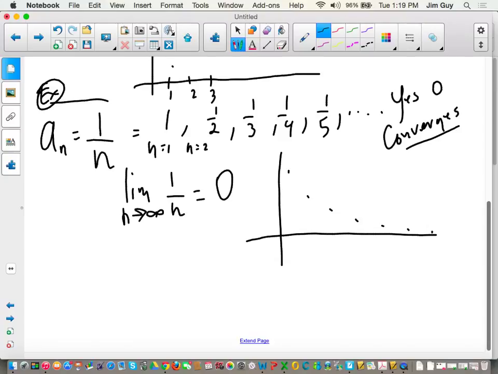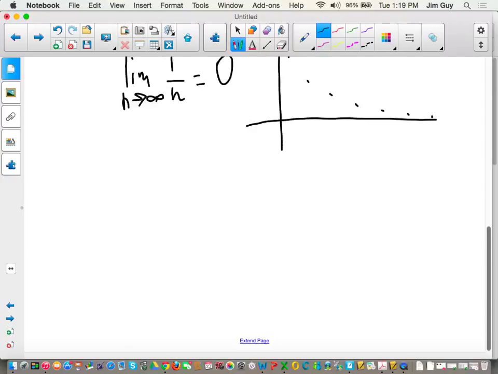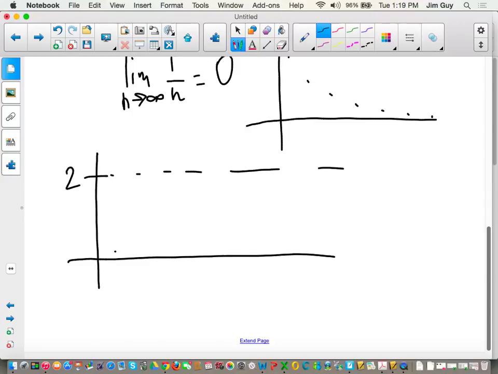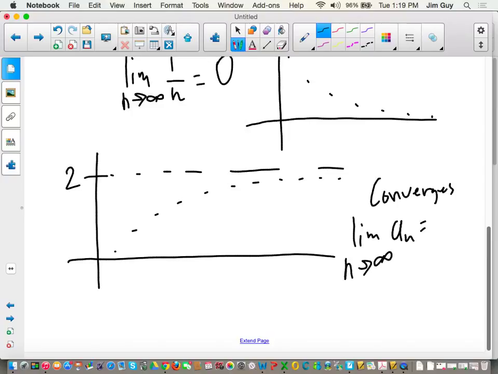Now, does the answer have to be 0 if it converges? No, it doesn't. Maybe you're going to have a sequence that converges to 2. The values as you go along are getting closer and closer to 2. That would converge. The limit as n approaches infinity of whatever this is would equal 2. And that's fine.